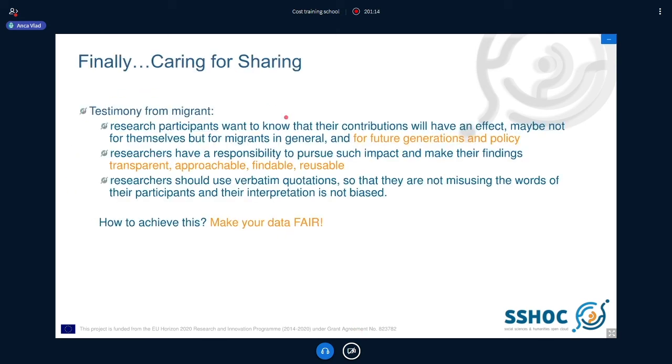Okay, and finally, I just wanted to include here a testimony from one of the participants that was part of our seminar last year. So you know how important it is for them for the data to be available for future reuse. They really mentioned that they would want their contributions to have an effect, maybe not for themselves, but for migrants in general and for future generations and policy. So I think we can take it upon ourselves to at least try and do our best in ensuring that we're not collecting very valuable data that will not be available in the future. So yeah, try to make your data as FAIR as possible.